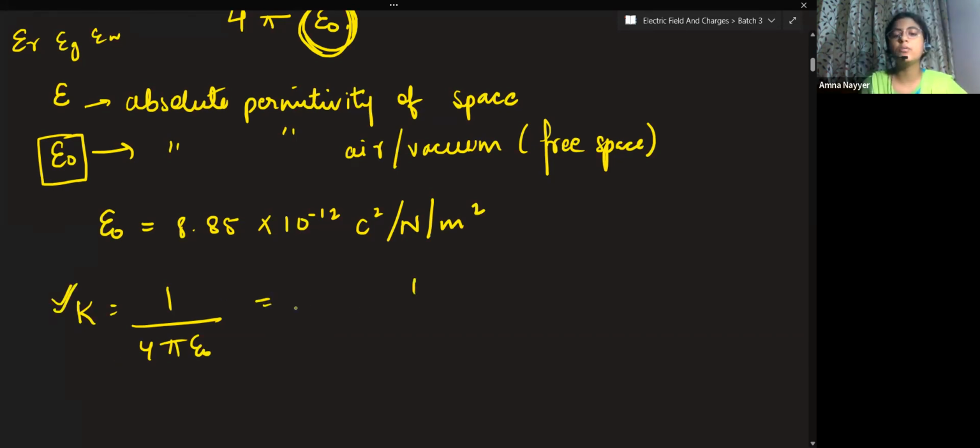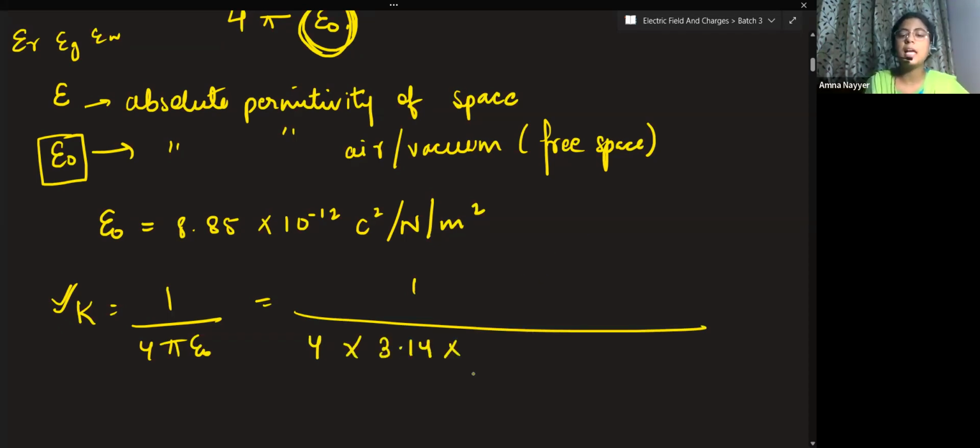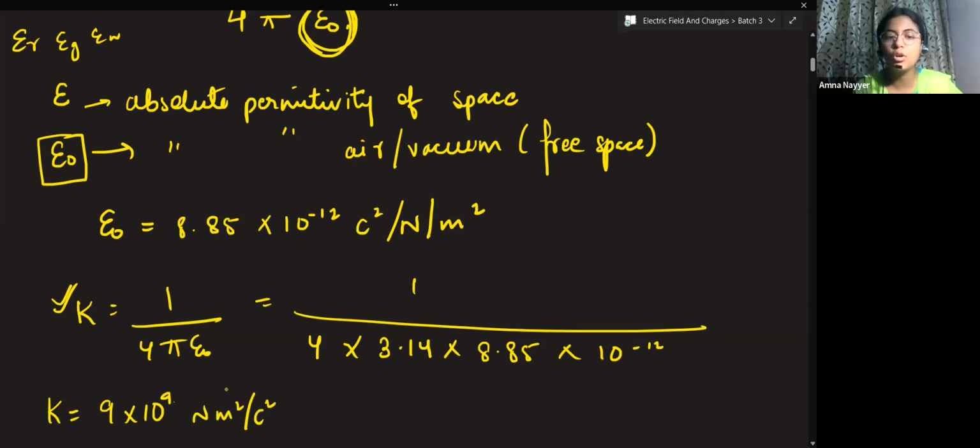This will be equal to 1 divided by 4 pi, where pi is 3.14, and epsilon naught is 8.85 into 10 to the power minus 12. So if you solve that, you will get K as 9 into 10 to the power 9 Newton meter square per Coulomb square. This is what is known as your Coulomb's law. So epsilon naught is your absolute permittivity of free space, and the value of the constant that we get is 9 into 10 to the power 9.